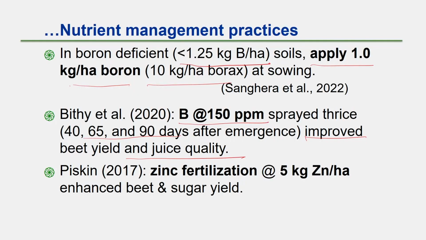Piskin said that zinc fertilization at the rate of 5 kg zinc per hectare enhanced beet and sugar yield. So, both quantity and quality of the produce are improved, and you can see that this crop is responding to zinc also. And suppose you are going to apply 5 kg zinc, then you will require approximately 25 kg of zinc sulfate heptahydrate.